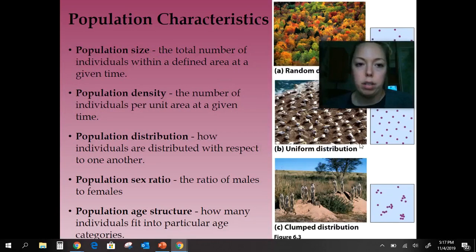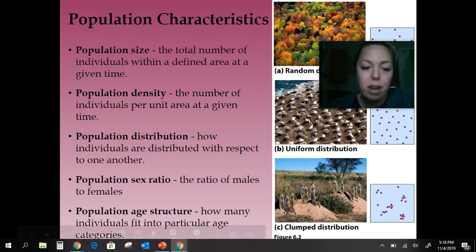Another characteristic that you guys need to be familiar with is population sex ratio, which is just the ratio of males to females, okay? In most sexually reproducing species, the sex ratio is usually close to 50-50, right? But in some species, they can be really, really far off from equal. So an example of this is a fig wasp, and there can be as many as 20 females for every male, which is kind of crazy.